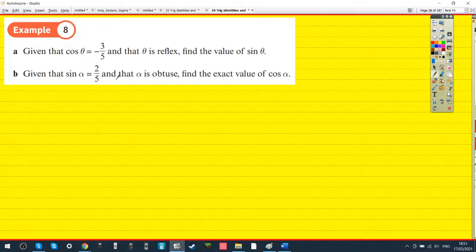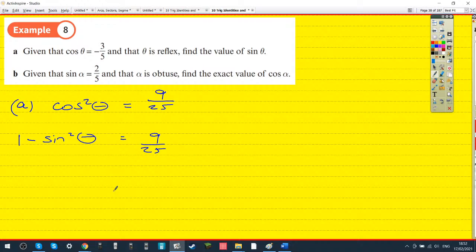Is cos theta 1 minus sine theta? Well, cos squared theta is. Okay, so square both of them. Cos squared theta, and then squaring the fraction is minus 9 over 25. What's a minus times a minus? Okay, so 9 over 25. You're right. And that is the same as 1 minus sine squared theta. We want sine theta.